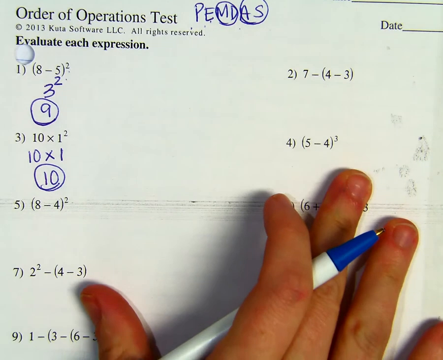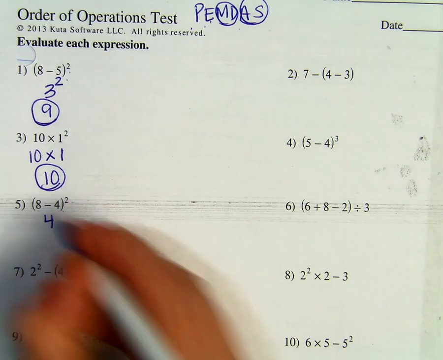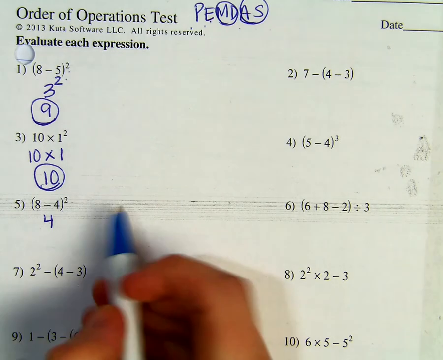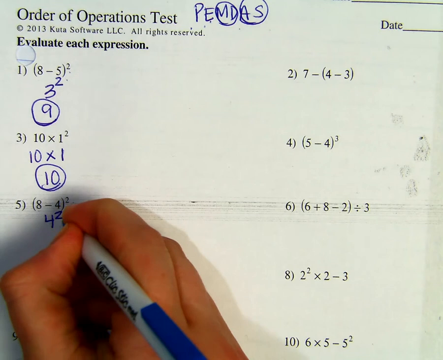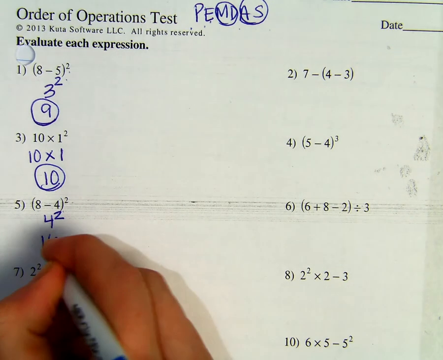For number 5, you do have parentheses. So you'll do that first. 8 minus 4 is 4. The parentheses can be dropped. There's nothing left to do inside of the parentheses. The exponent of 2, however, gets attached to the 4. So now we need to compute 4 squared. Remember that means 4 times 4, which is 16.